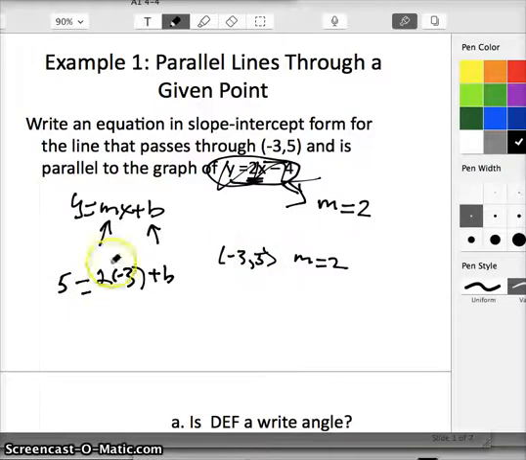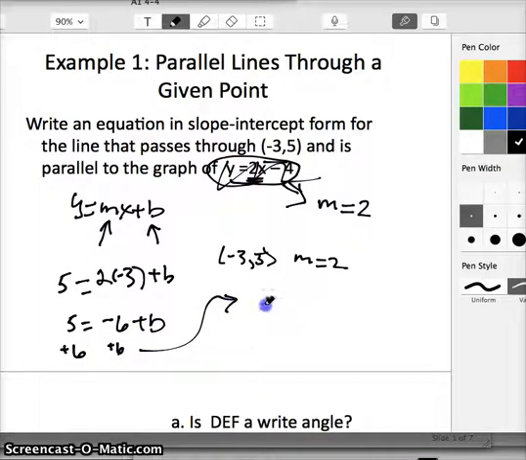So 5 comes from the y value. So 5 is equal to this. 5 is equal to negative 6 plus b. Move the negative 6 over to the other side by adding 6 to both sides. And we get, I'm going to put an arrow over here, we get that 11 is equal to b. My take home is that the equation is y is equal to the slope that we got from the other line, 2x plus 11. Let's look at another example.